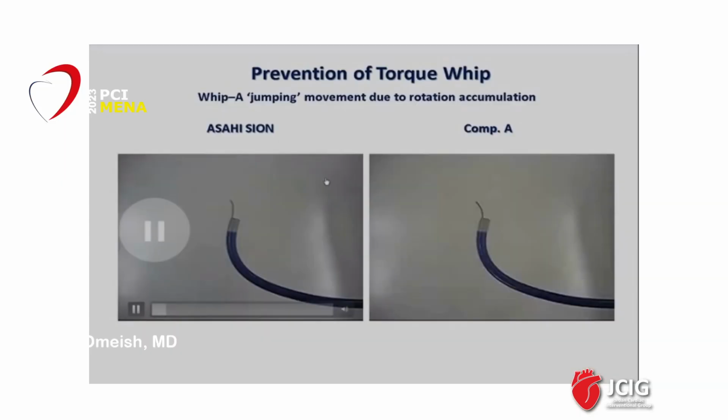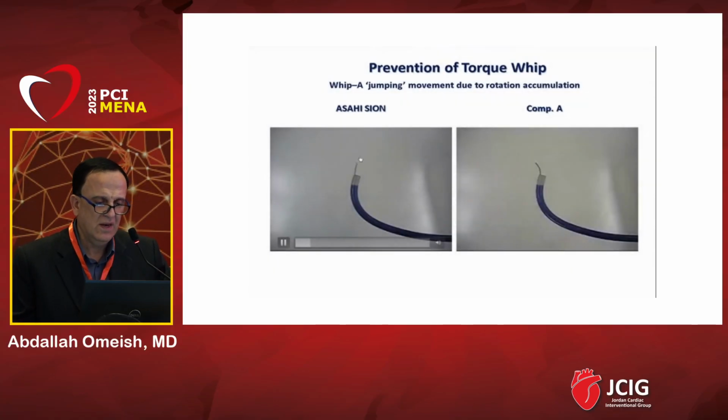This is to show how the composite core can prevent the whipping. You can see on the left-hand side of the slide, with the Asahi sign, that the wire does not whip, and that the torque, the accumulative core rotation, does not accumulate, while on the right-hand side you can see how the other wires do.